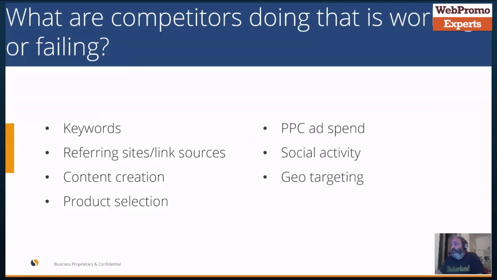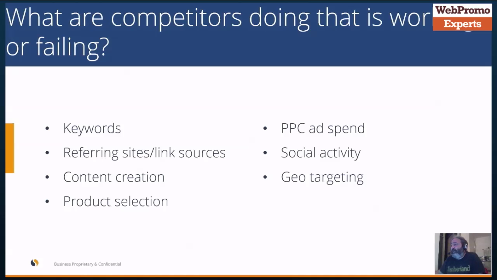So the obvious is, what are competitors doing? And it's not always what they're doing well, but sometimes what are they doing badly? What did they try and didn't work? You can learn a lot from that. And you can look at keywords, referring sites, which can be both free and ad links. You can see the content they're creating, and what's working, what's not working, how much traffic they're getting to various bits of content, where do they seem to focus, what products are they selling, what products are getting the most traffic, what products seem to be working per country.